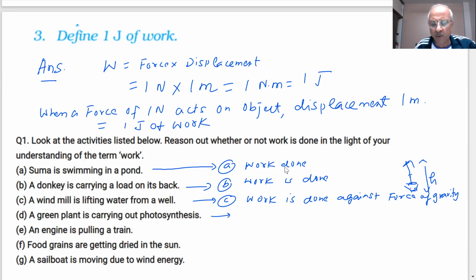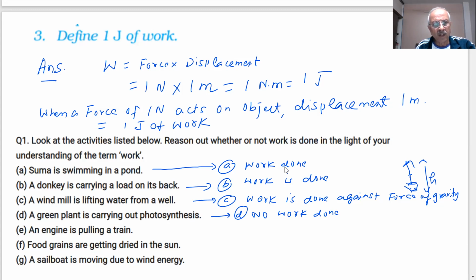Green plant is carrying out photosynthesis. You are aware of what is photosynthesis, students? Yes, sir. Photosynthesis is the process by which plants make their food in the presence of sunlight and chlorophyll. Okay. Any work is being done? No, sir. No work done. Why? Because, sir, there is no force and no displacement. So no work is being done in this case. Nothing is moving, that we know.